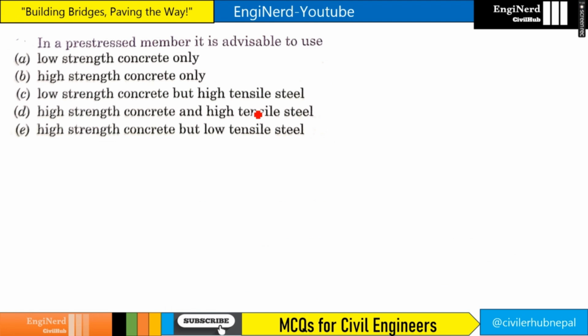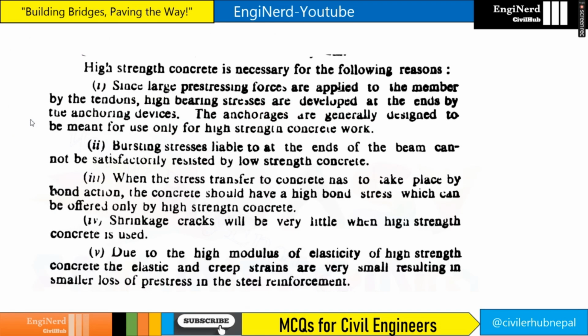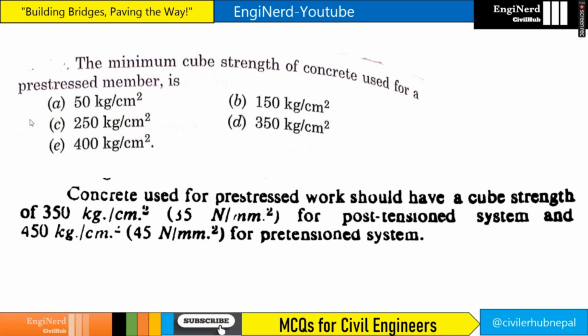Next is, in a prestressed member it is advisable to use what? The answer is high strength concrete and also high tensile steel. Why high tensile steel? In order to account for the losses, right? If not high tensile steel, all the strength of the steel will go to losses, right? So next question, we have already discussed this.